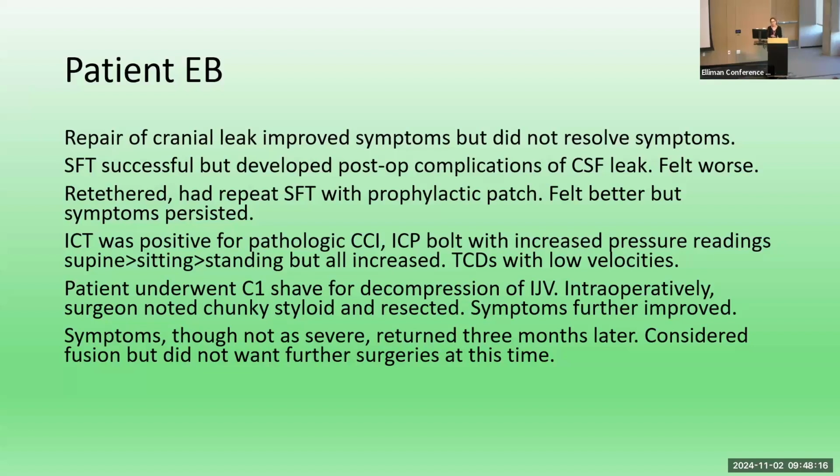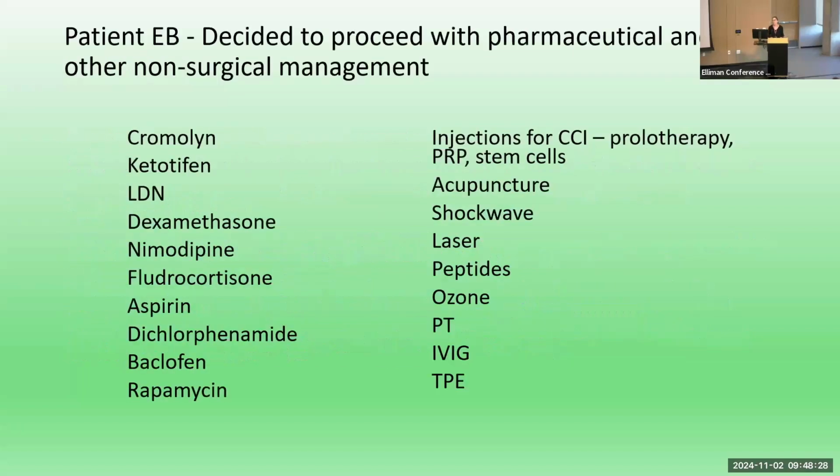And he considered the fusion because he had never actually had the surgery for the cranial cervical instability. He'd only had the surgery to correct the internal jugular vein compression, but he did not at that point want any further surgeries, and who can blame him? So he decided to proceed with pharmacological management and other non-surgical kinds of management.